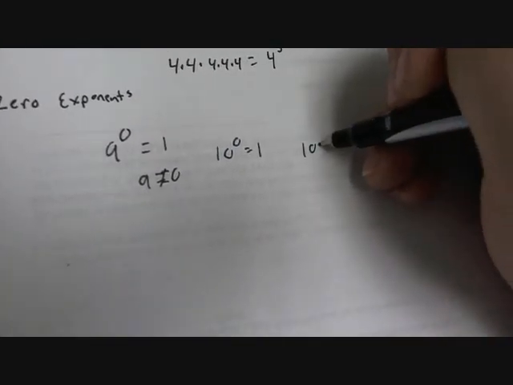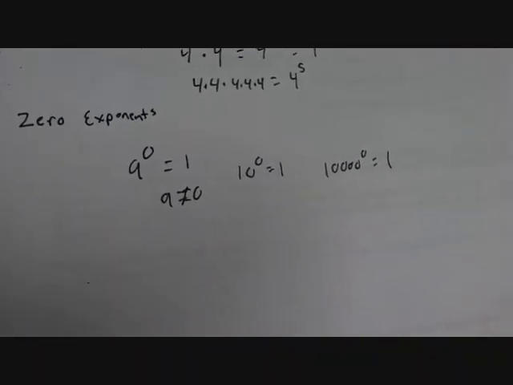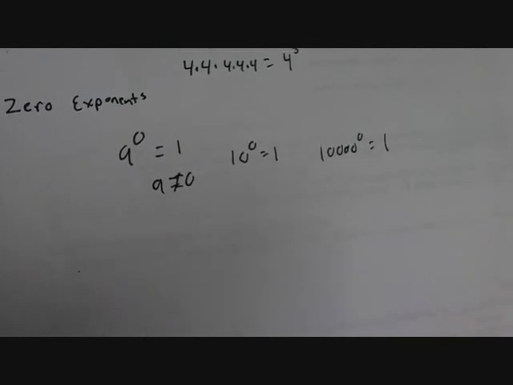And 10,000 raised to the 0th power is also 1. Easy as that. So anytime you see 0th power, you know it's equal to 1.